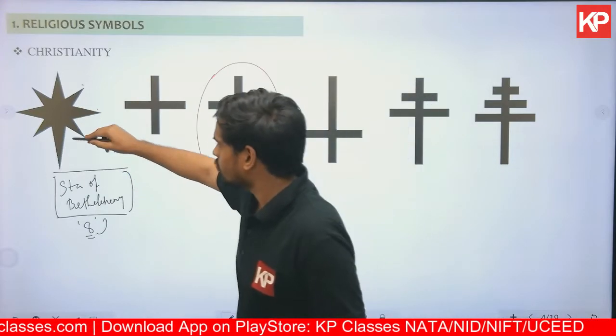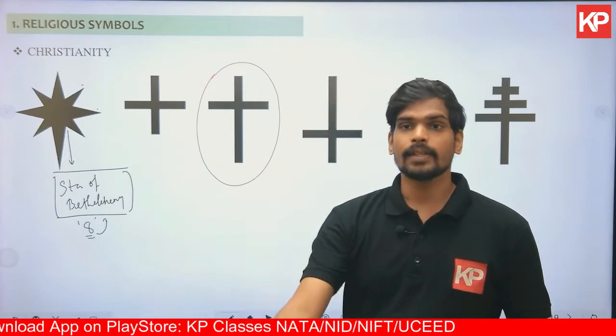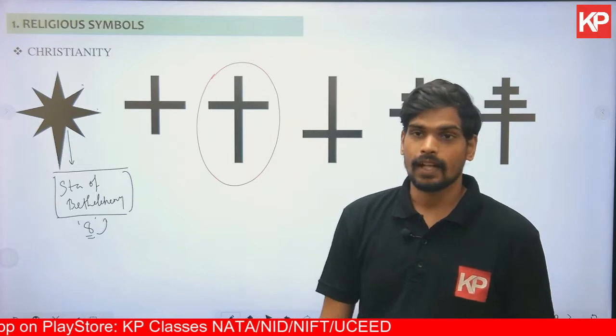So that is number 1, with a longer tail generally. An 8-pointed star with a longer tail generally. Even the Islamic star also is an 8-pointed star. We will discuss that moving ahead.